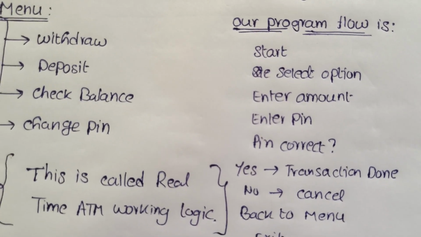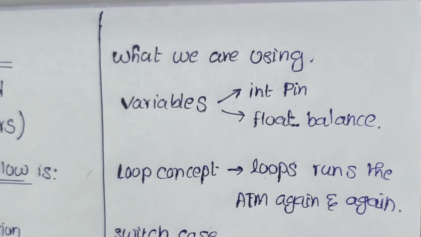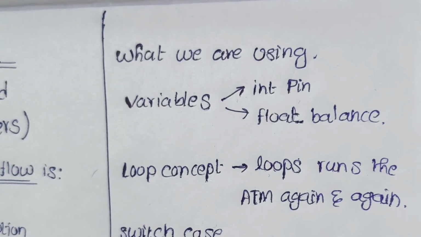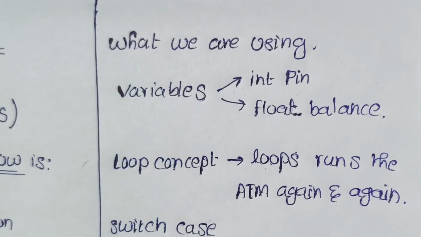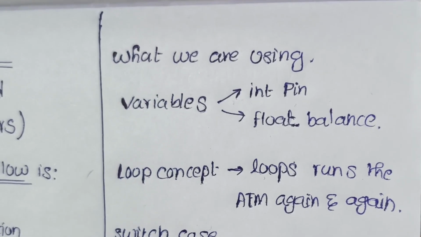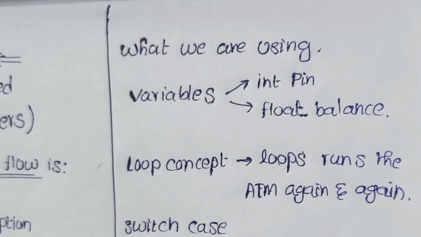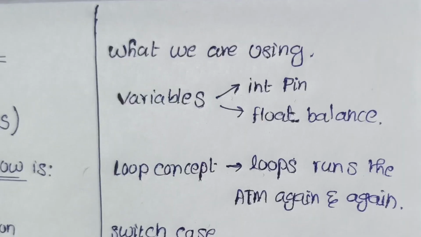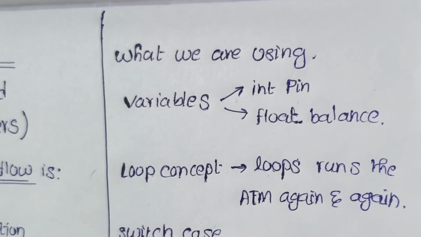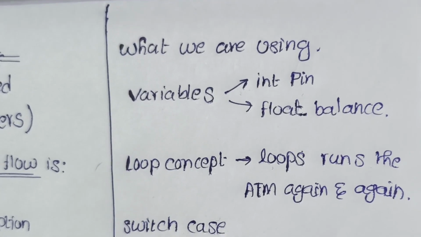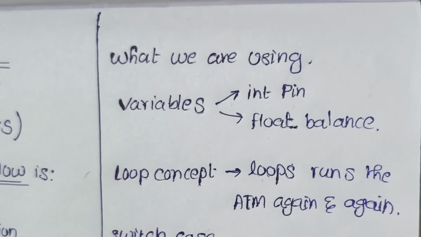Okay, let's understand what concepts we are going to use in this project. First we want to use variables. Variables are used to store values like account balance, ATM pin, entered pin, amount to deposit, amount to withdraw, and so on. Next we want to use do while loops. Why do we use do while loops? The ATM machine shows the menu again and again until the user selects the exit option. So to repeat the ATM menu continuously we use a do while loop.